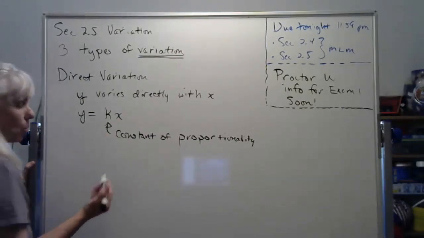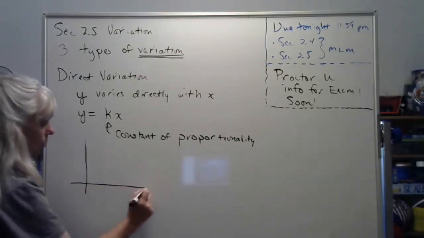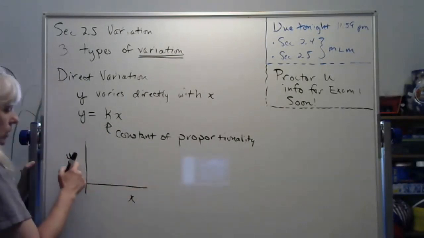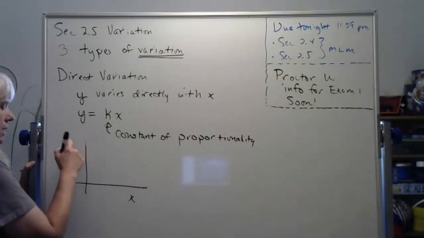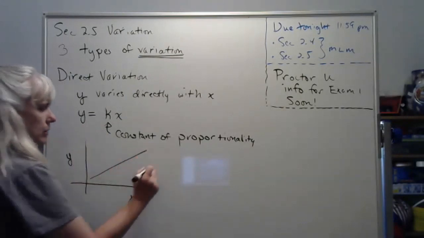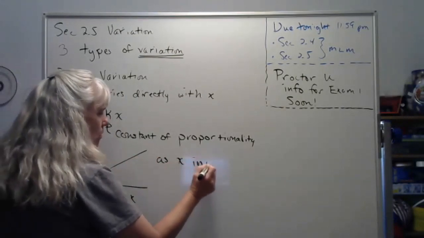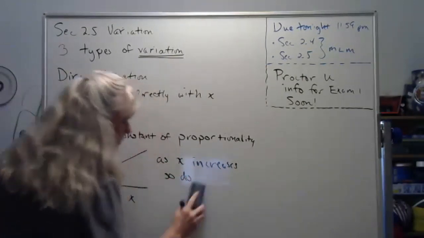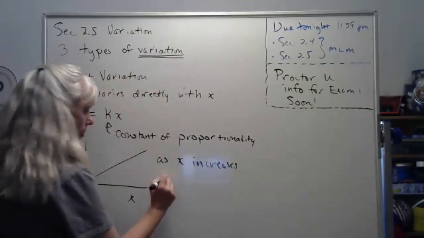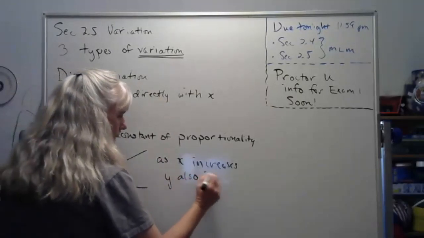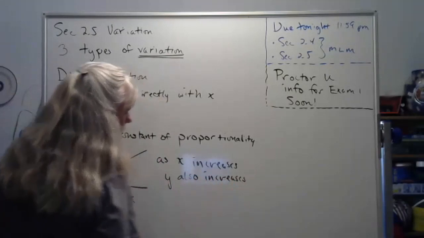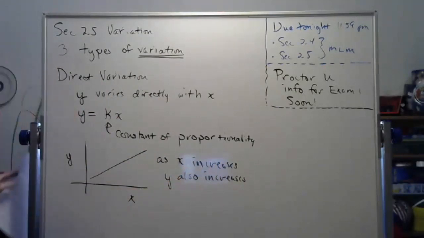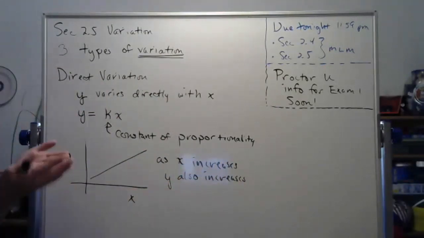From a graphing point of view, it's going to look something like this. So if this is x and this is y, as x is getting bigger and bigger and bigger, well, so is y. So in other words, if you work more hours, your pay is getting bigger and bigger and bigger. So it's doing this kind of thing. So we're going to say as x increases, y also increases. And that's a direct variation. And that's why it's called direct, because as one is going up, the other is also going up. That's my favorite kind of variation because things are both increasing, which is always a good thing.